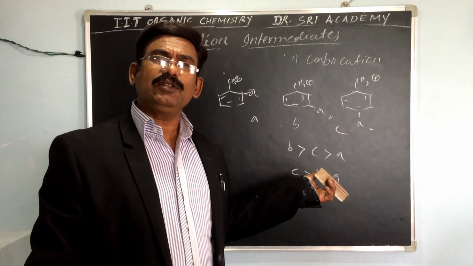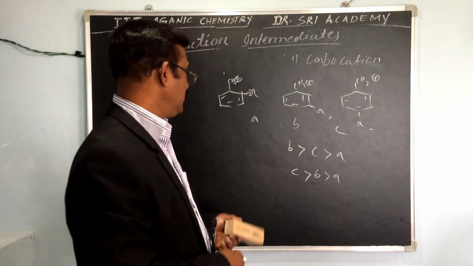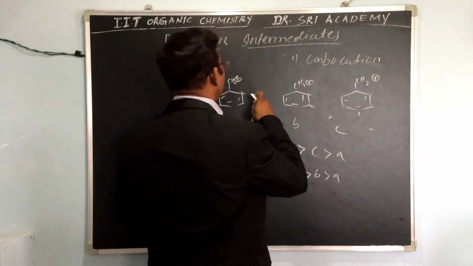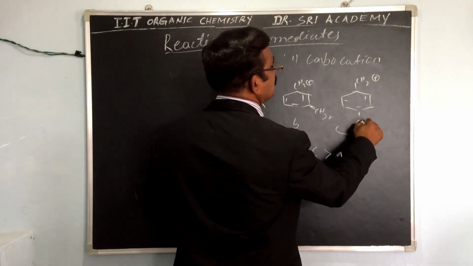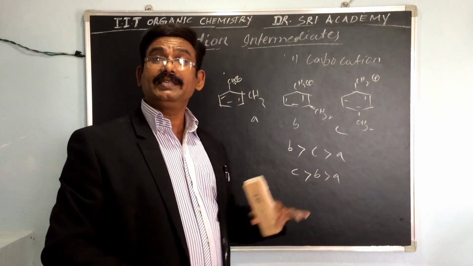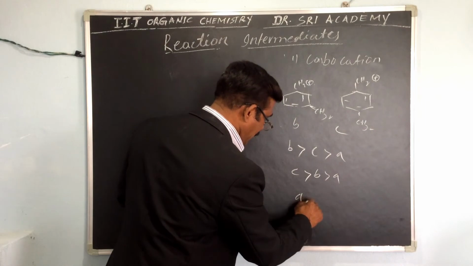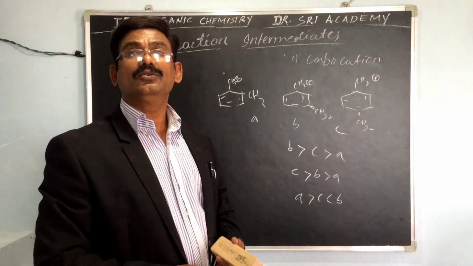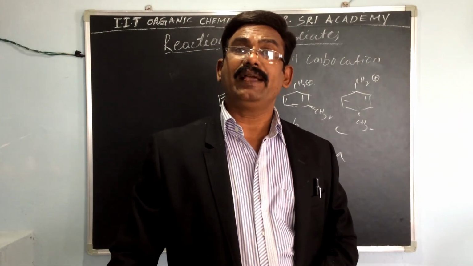If there are no halogens and only a methyl group is there, how do you write it? Methyl, CH3. It is simply A is greater than C, and C is greater than B. A is greater than C is greater than B. So these are some examples that will come in the examination.